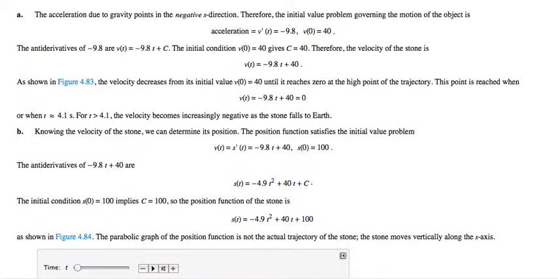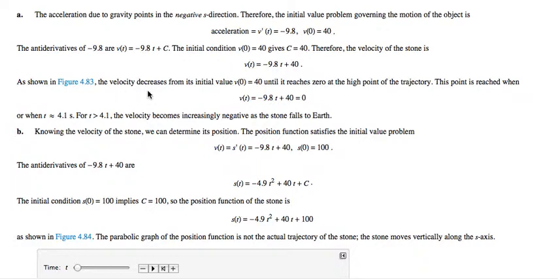Now, the acceleration due to gravity points in the negative direction, so the initial value problem governing motion is given as: acceleration is the derivative of velocity with respect to time, and it's negative 9.8. And so our initial condition is v of 0 equals 40. The antiderivative of negative 9.8 is going to give us negative 9.8t plus some constant. Plugging in what we know about the initial velocity gives us that c is 40. So the velocity of the stone is negative 9.8t plus 40.